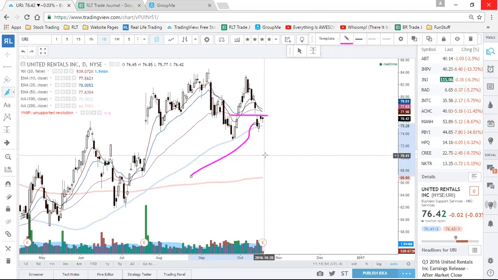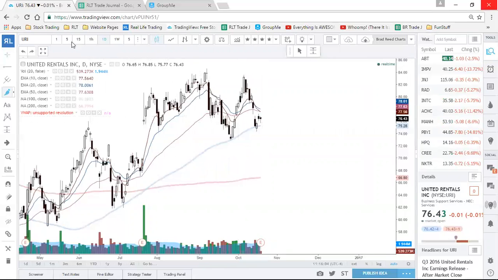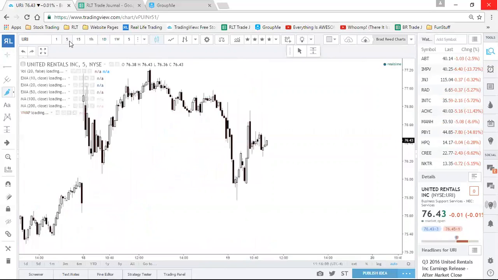The most important chart you can look at when day trading is the daily chart, because that'll tell you what the edge is. I loved this support getting broken, so the edge was bearish. So I knew I was going to sell short on URI. The question was, when?